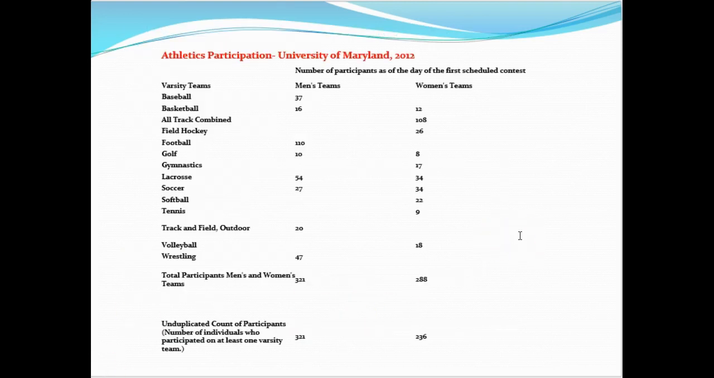And so we're going to use one from pretty close by here, just as an example. University of Maryland, in their 2012 report, shows a comparison and a breakdown of the programs that they have, and then also the numbers of participants as of the day of the first scheduled contest. And you can see as you go through here the data comparable from the men's side versus the women's side and the programming that they have. Essentially on the men's side here you can see 321 versus the total of 288.